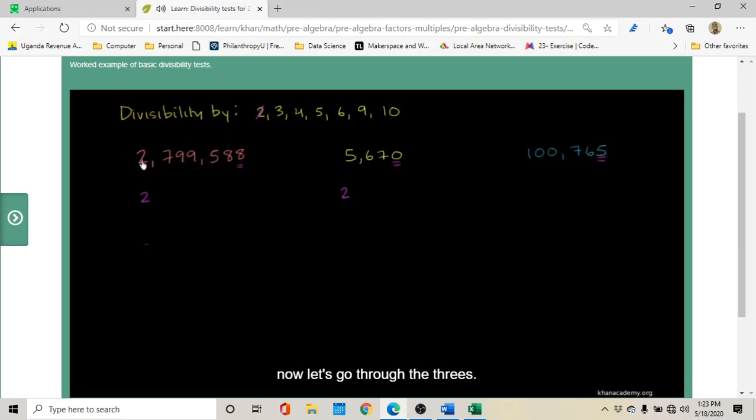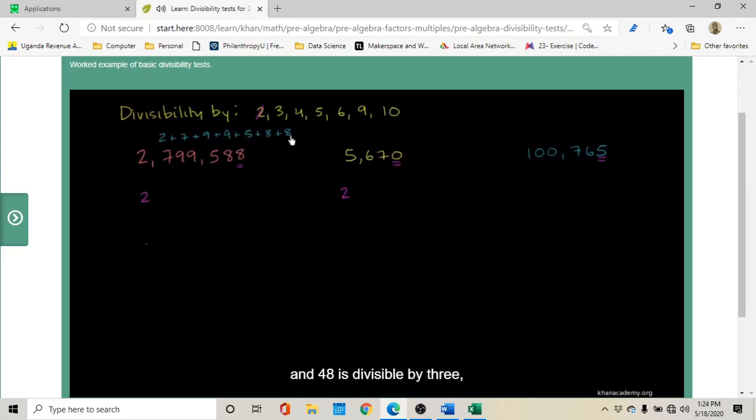So we've gone through the 2's. Now let's work through the 3's. To figure out if you're divisible by 3, you really just have to add up all the digits and figure out if the sum is divisible by 3. So let's do that. If I do 2 plus 7 plus 9, actually let me just write it out. Plus 9 plus 5 plus 8 plus 8. What's this going to be equal to? 2 plus 7 is 9. 9 plus 9 is 18. Plus 9 is 27. Plus 5 is 32. Plus 8 is 40, plus 8 is 48.